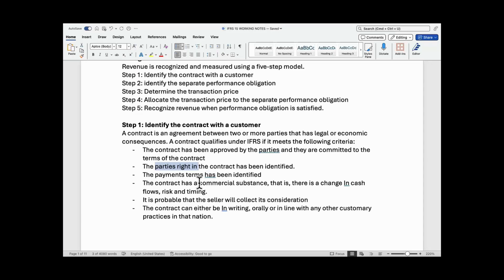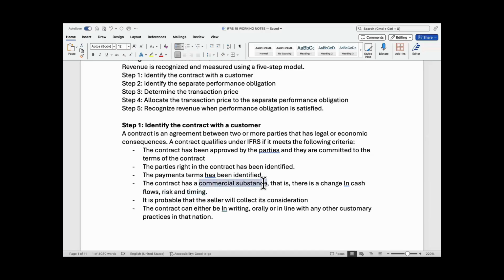And also, the contract must have commercial substance. When we say commercial substance, we are saying there must be a change in cash flows, a change in risk, and a change in time, in the sense that one party must be paying money, one party must be taking risk, and one party must be putting his time and effort into this transaction.